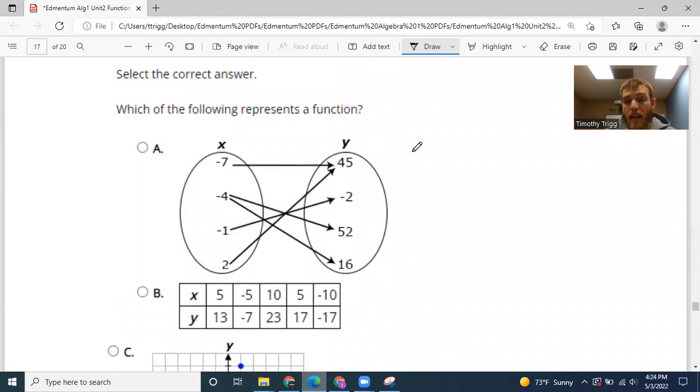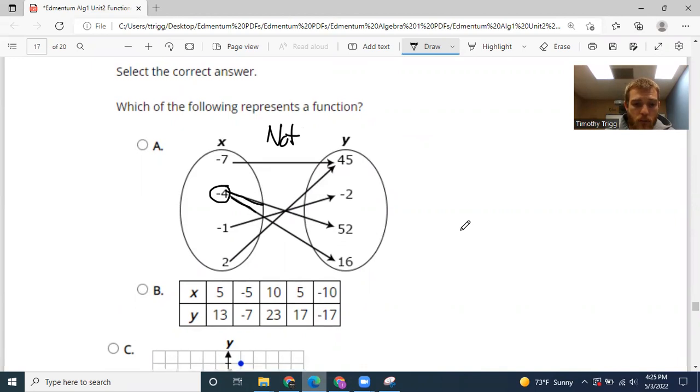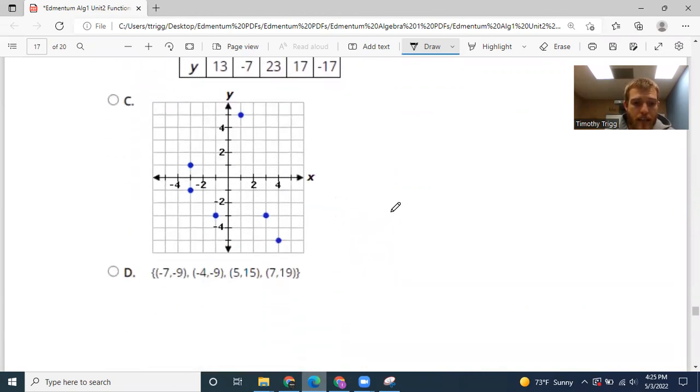Which of the following represents a function? Remember, if it's a function, that means you shouldn't see the input repeat. So for example, A is not a function because you see this input is repeating to multiple outputs. See that? So figure out which of these is a function.